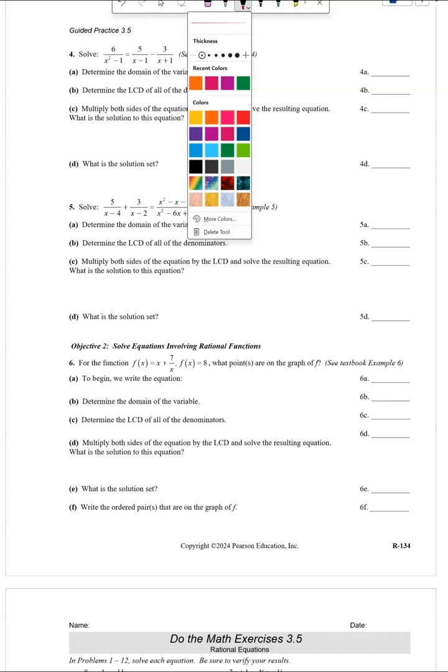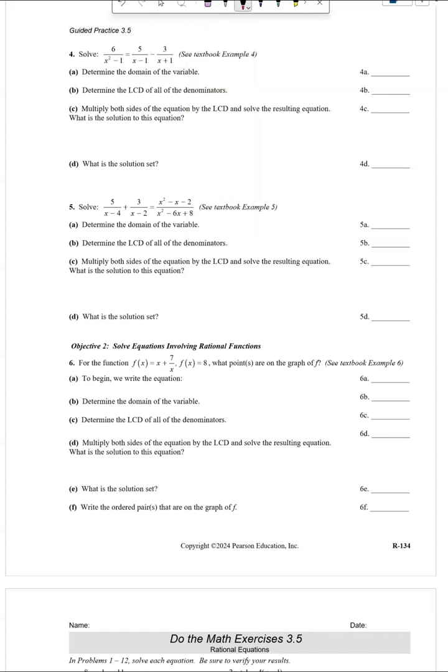All right. So now we're going to solve number 4. So determine the domain of the variable. We see that it can't be negative 1 or 1, right? So x such that x cannot equal negative 1 and x cannot equal 1.